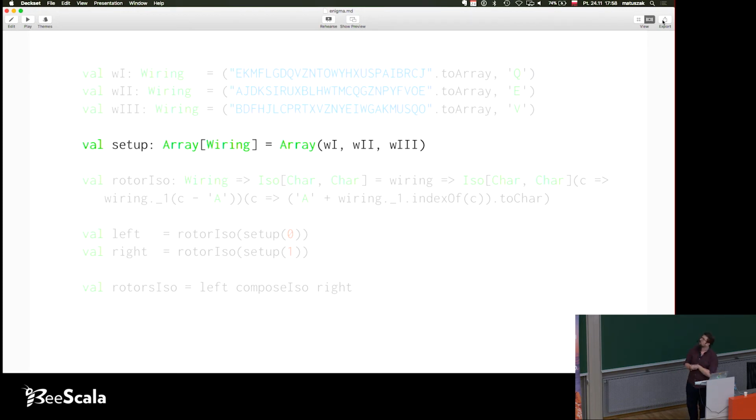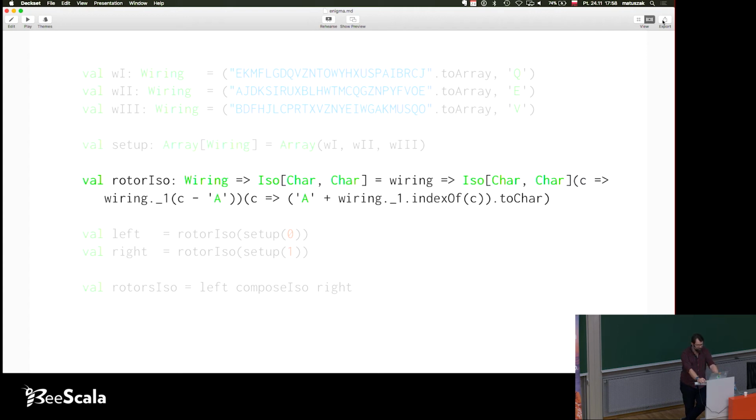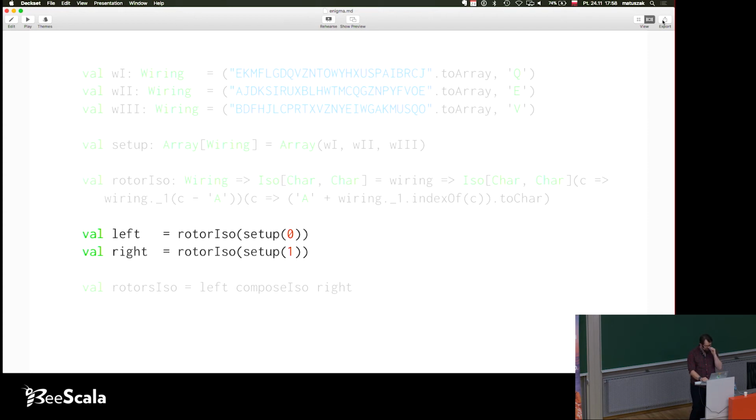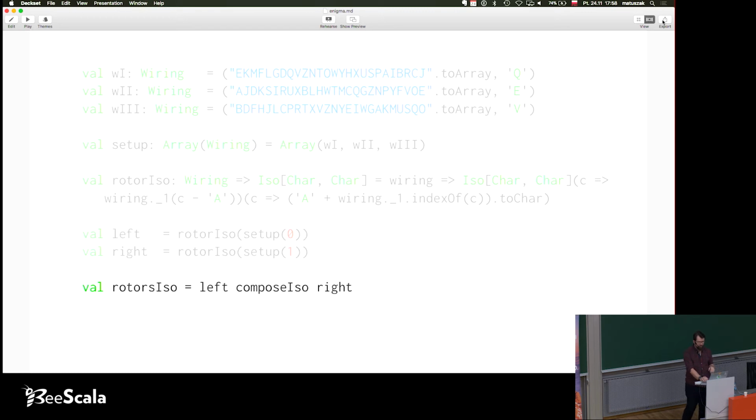We are creating some additional objects which will represent our setup. So the way we are setting up our rotors, or the way we are choosing them from our set. Here is some example of implementation. It's not safe, but for now it's enough. And we can create isomorphism for first rotor and the second rotor. And this way we can compose them together.